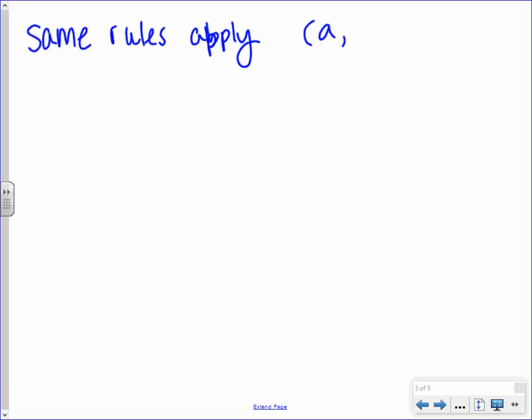We are going to have to do the same thing if we're looking at discontinuities on an interval. And these discontinuities can only appear at the endpoints of an interval.